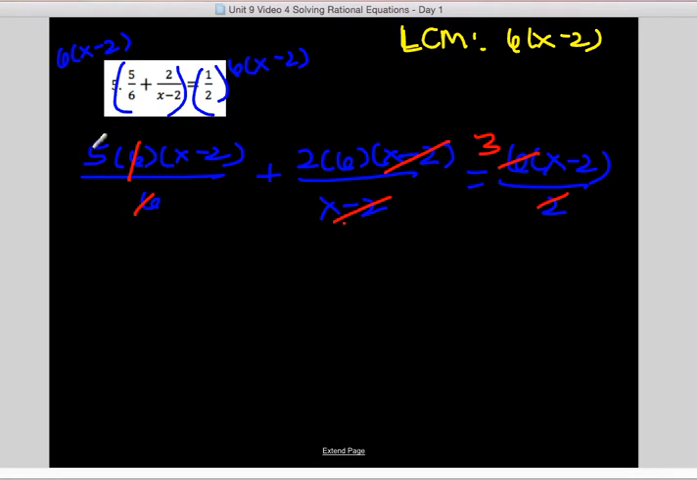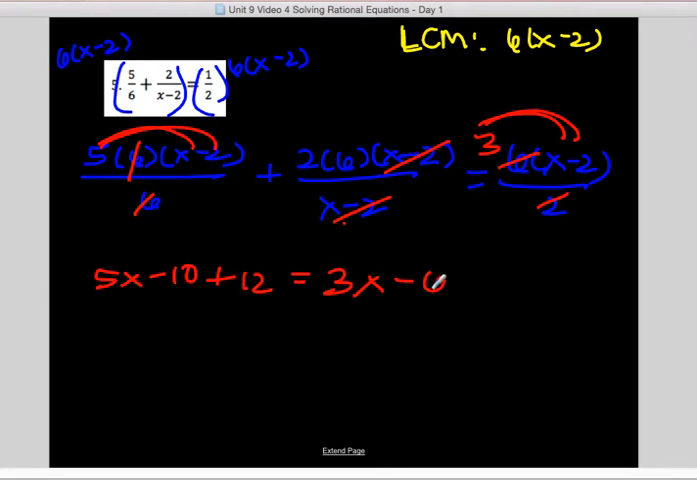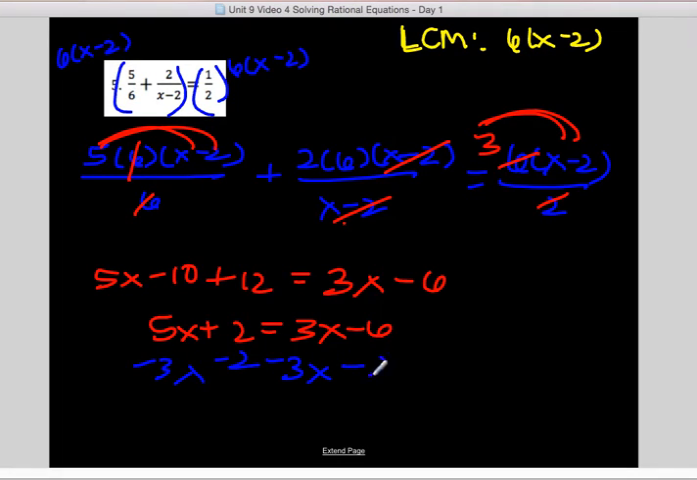Now distribute. We would have 5x minus 10 plus 12 equals 3x minus 6. Combining like terms on the left-hand side, I have this. Now I would subtract 3x from both sides because I want to keep my x's positive, minus 2. So I would have 2x is equal to negative 8. So when I divide, x is equal to negative 4.